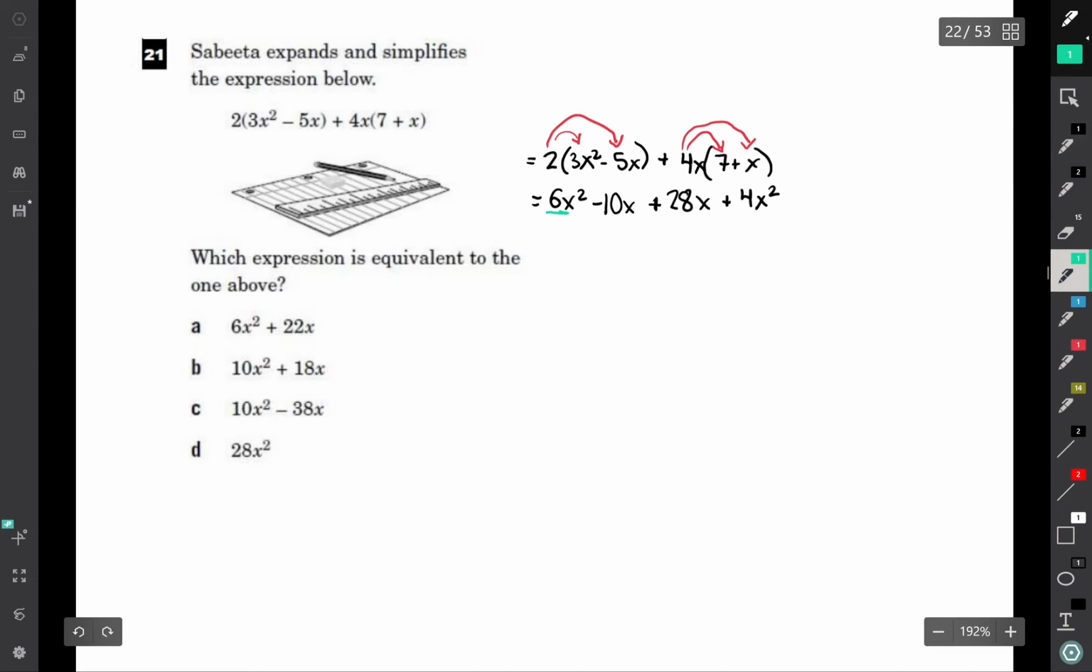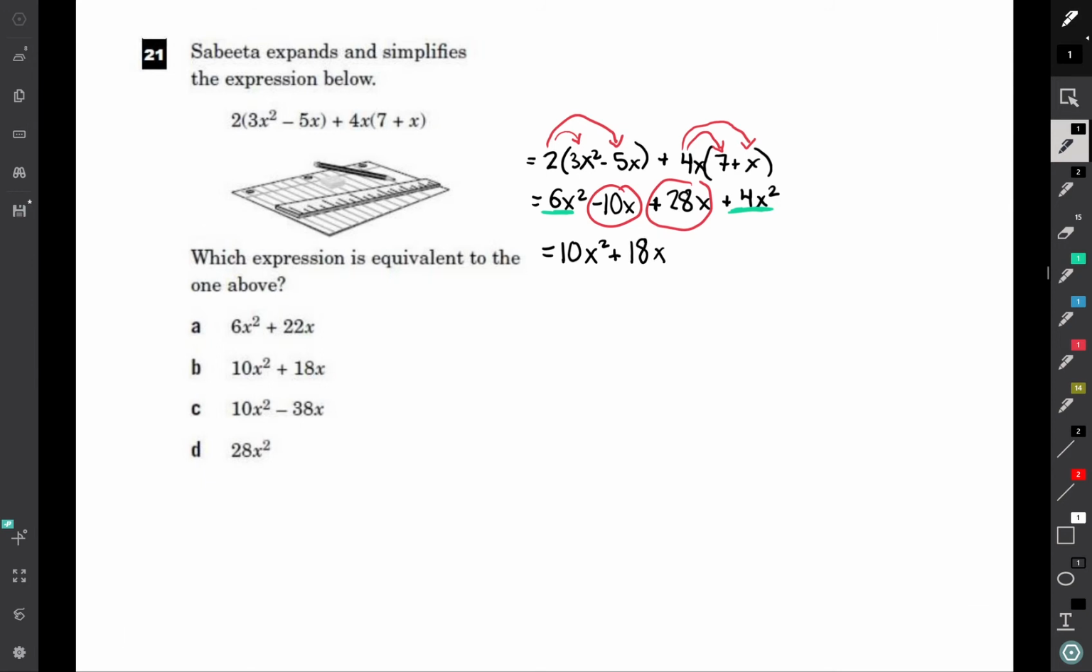All right, then we clean things up, right? We combine the terms that we are allowed to combine. All right, so we end up with 10x squared plus 18x. Letter B happens to be the correct one here.